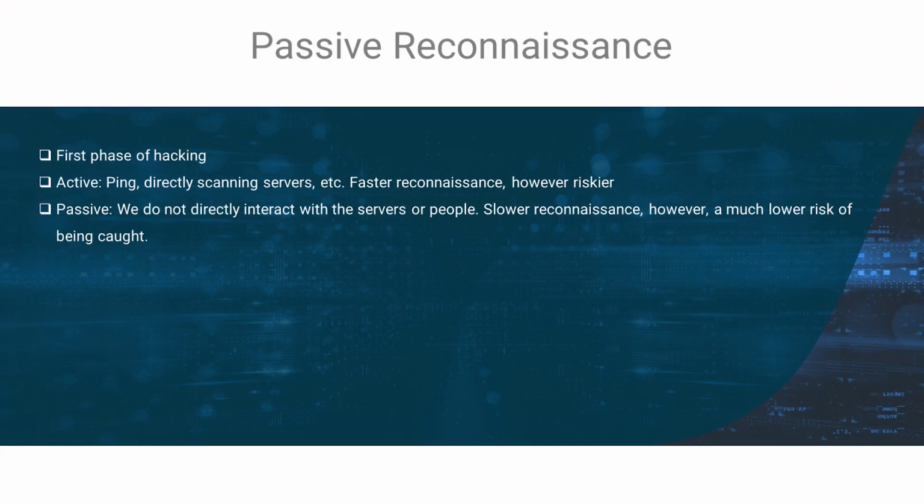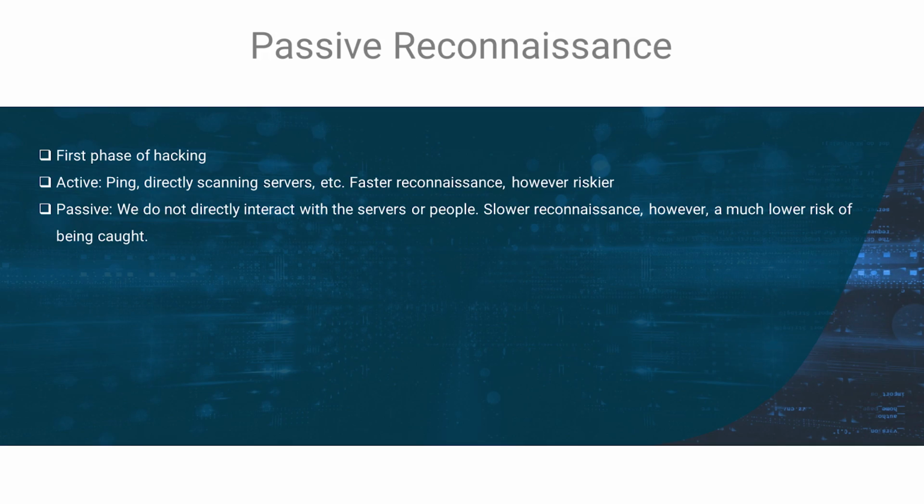So, passive reconnaissance is an incredibly important phase. Whether you're an ethical hacker, pen tester, an open source intelligence investigator, and whatnot, reconnaissance is absolutely important to learn. As a matter of fact, it's so important, it's actually the first phase of hacking, also for those of you that are studying for the CEH. Now, there are two types of reconnaissance. There is active and there is passive.